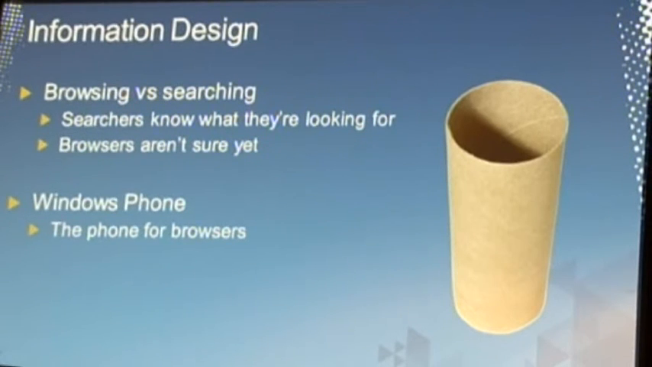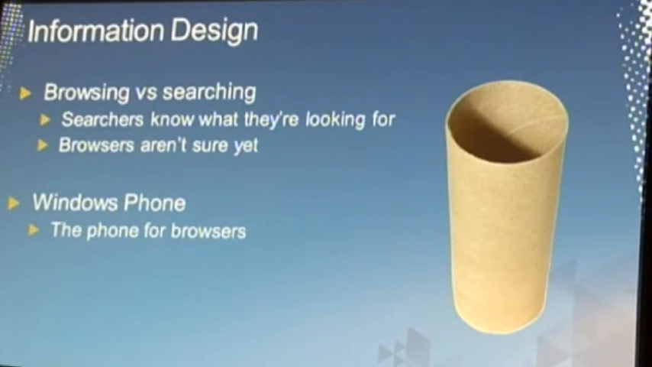Which brings me to browsing versus searching. We usually divide users up into three types, though the third type is not so important today: browsers, searchers, and collectors. Browsers are people who've arrived at your site and are not sure what they're looking for, so they're looking for cues from you about what you've got and what they should be interested in.